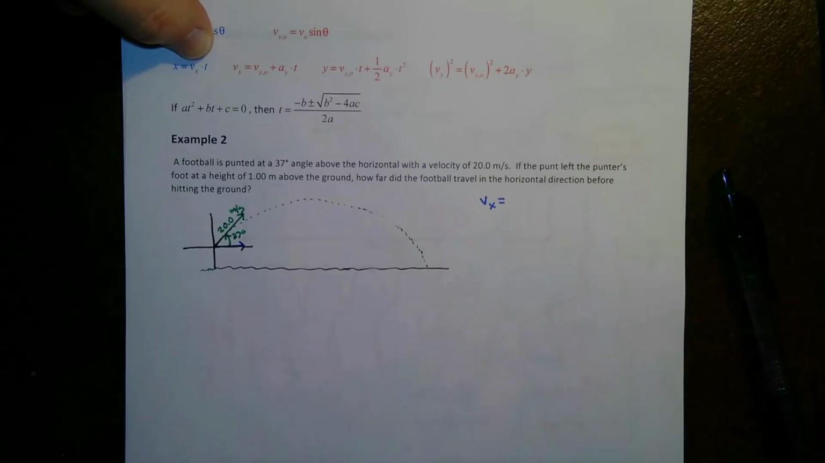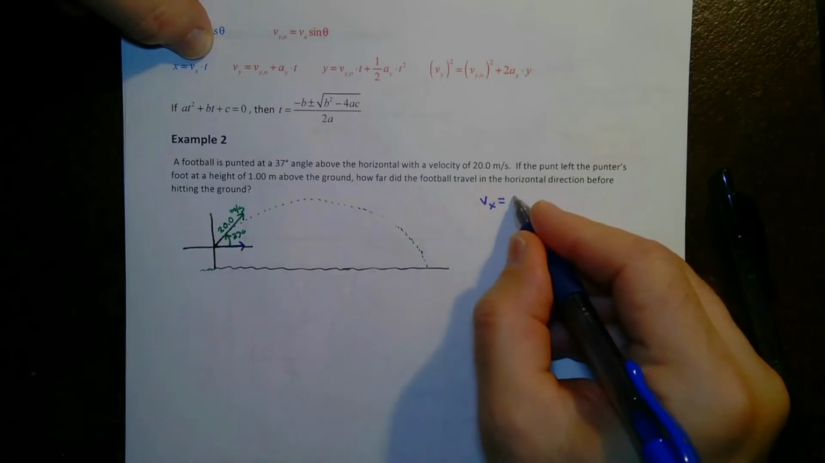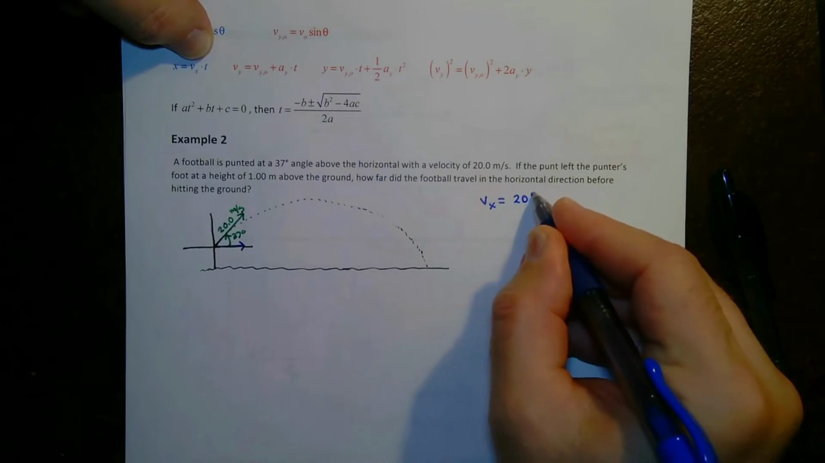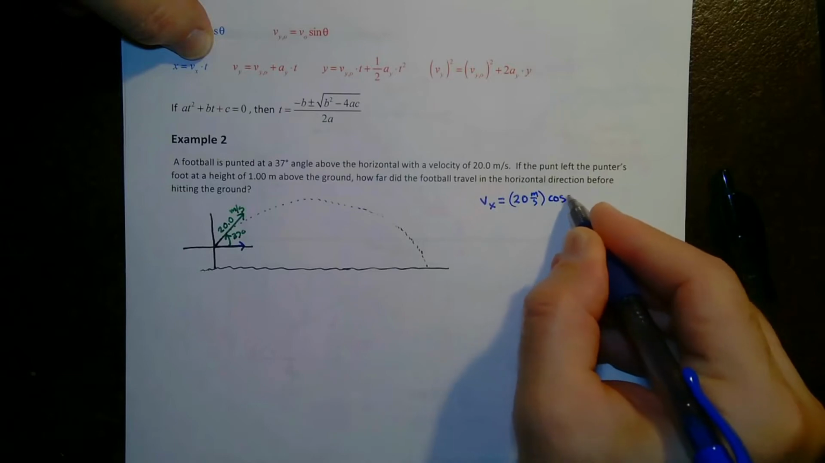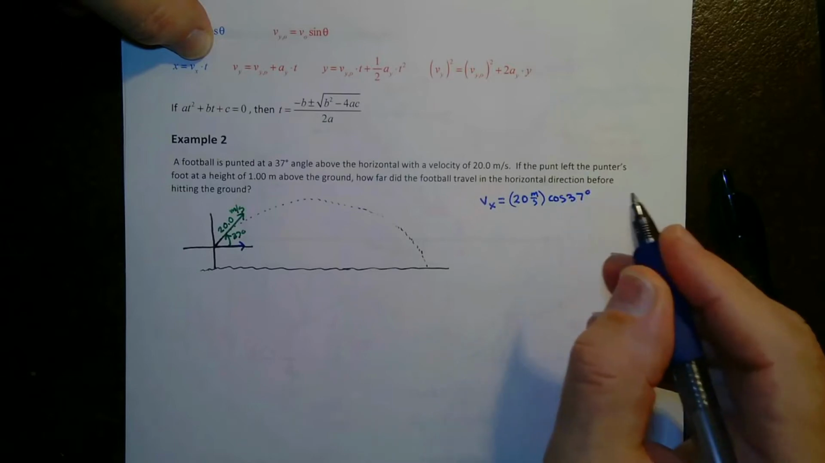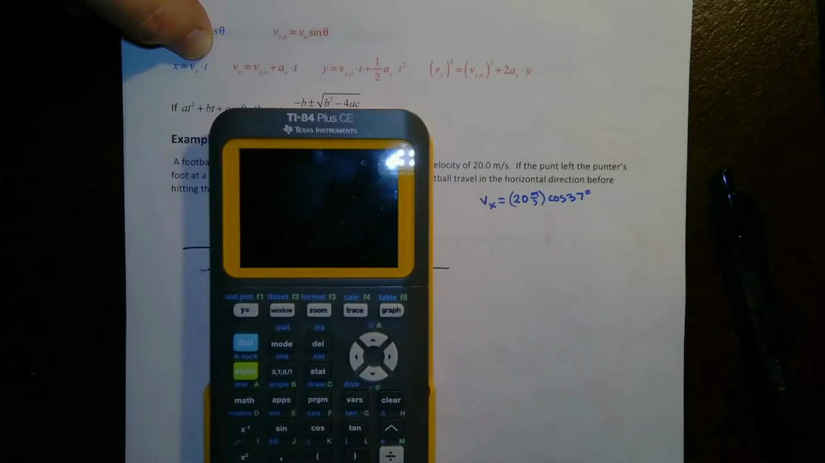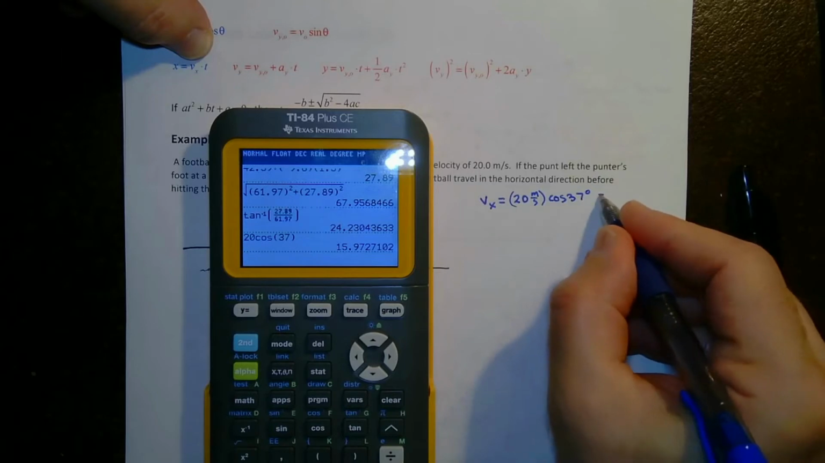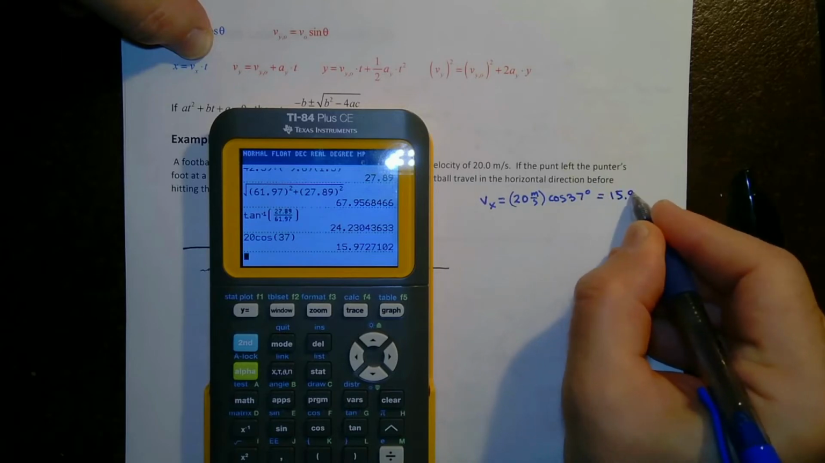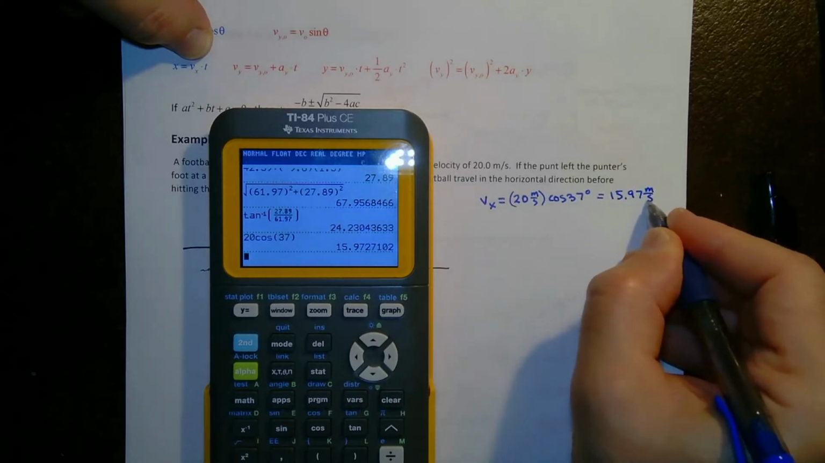So we know that V sub X is going to be 20 meters per second times cosine of 37 degrees. Putting that into our calculator, 20 cosine 37, that's 15.97. So V sub X is equal to 15.97 meters per second.